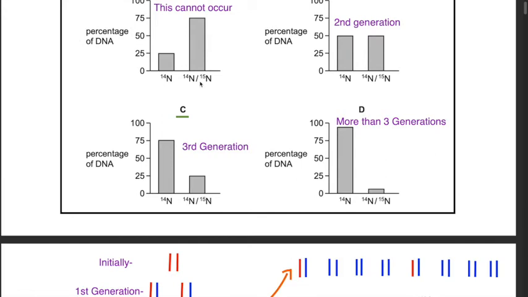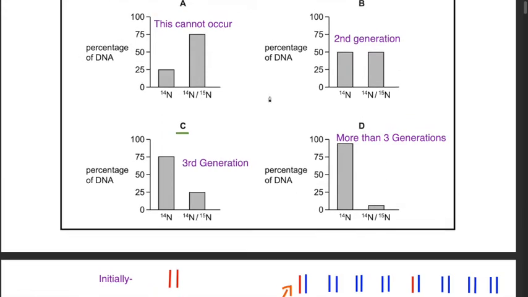Why cannot it be A again? Because A obviously cannot occur if you go to the diagram given below. In A, it shows the hybrid being higher than the light, which cannot occur at all, because after it is 50-50 at the second generation, the hybrid keeps on decreasing in percentage. It doesn't increase. Therefore, A cannot occur.